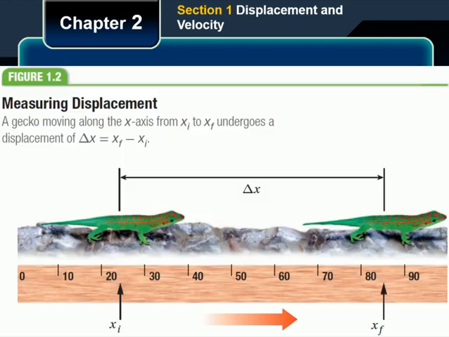For example, when considering the motion of the gecko shown on the screen here, it is useful to imagine a stick marked in centimeters placed under the gecko's feet to determine the frame of reference. The measuring stick serves as an x-axis. You can use it to identify the gecko's initial position and its final position.